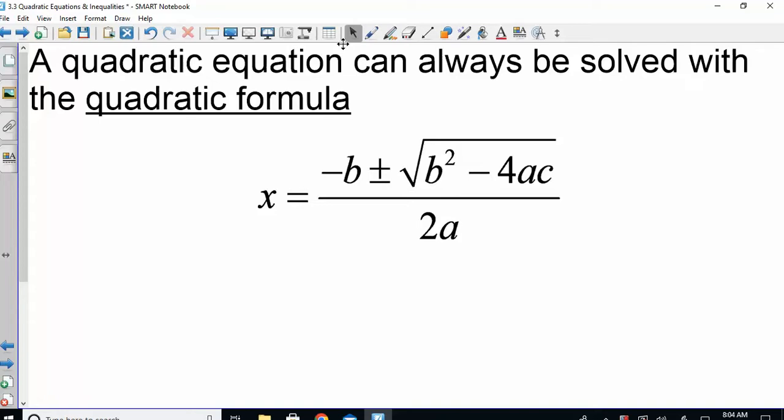It's her favorite thing. So for this to work, it has to be in standard form. So ax squared plus bx plus c equals 0. But it does not matter if things are negative. A doesn't have to be 1. There's no other stipulations. So your x is equal to the opposite of b plus or minus square root of b squared minus 4ac all over 2a.